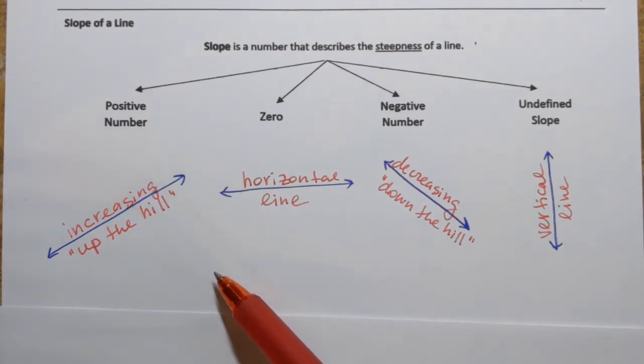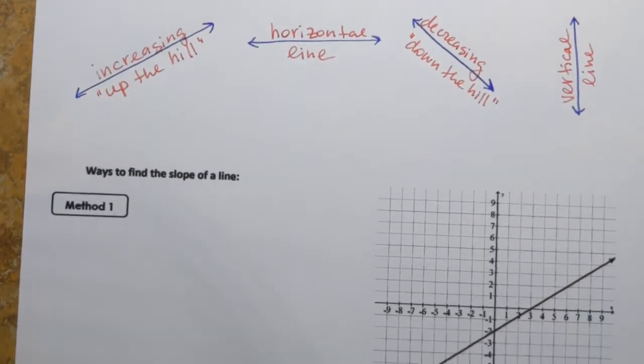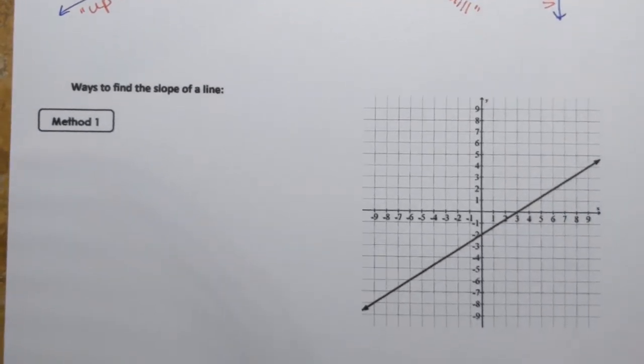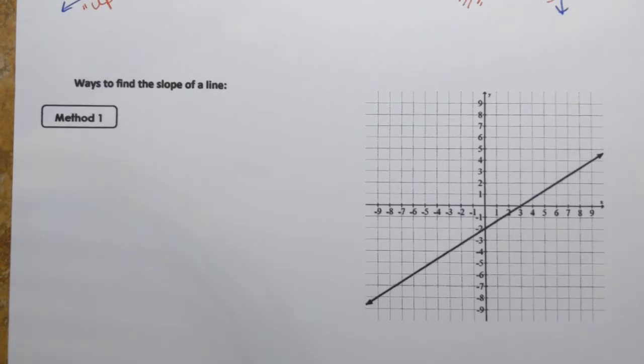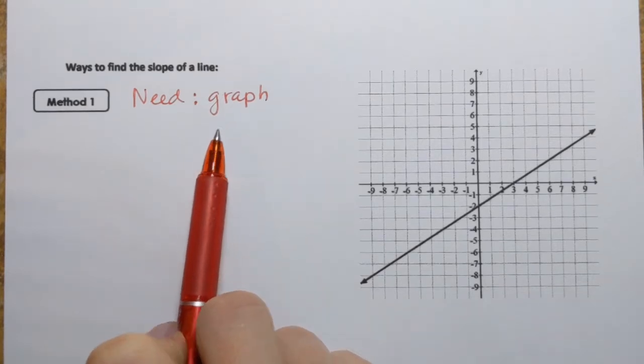Okay, well, that's all good to know, but how do we find the slope? How do we determine what it is for the given line? Well, there are different methods, and we're going to talk about 3 different methods of determining the slope. So the first one that we're going to discuss is the method such that to determine the slope of a given line, we have to look at the line. In other words, we need its graph.